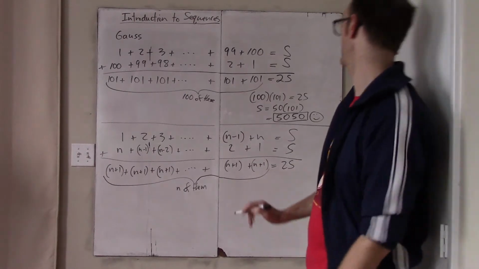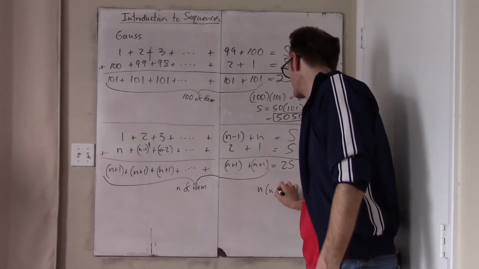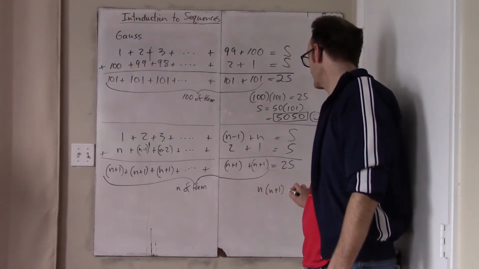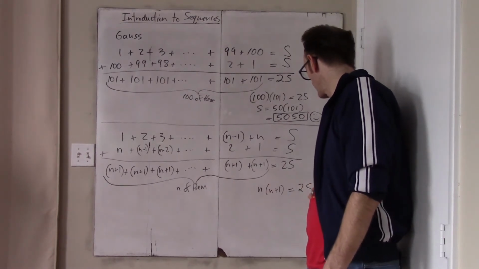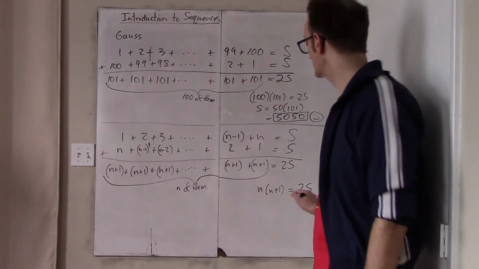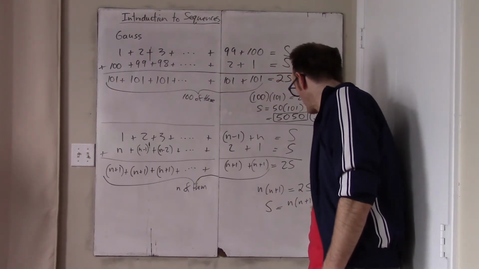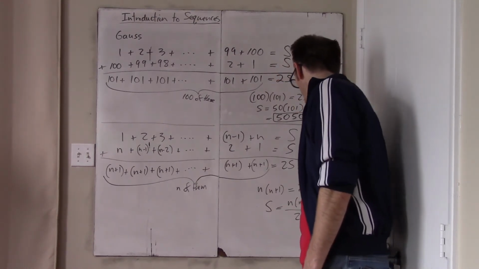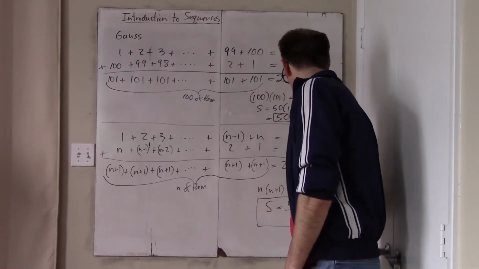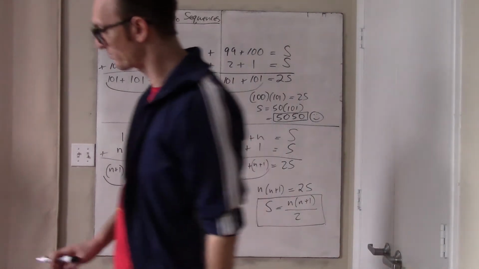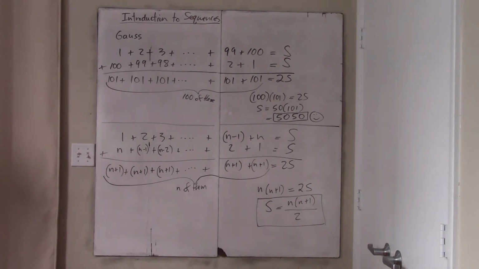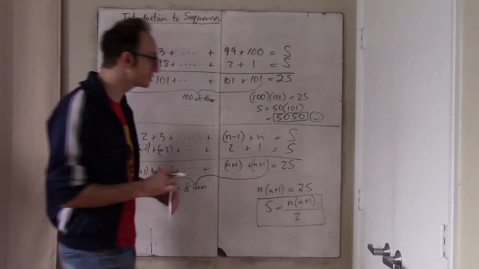What have I just determined? I've just determined that n times n plus 1 must be twice the thing I was looking for. And so the answer is that s is n times n plus 1 over 2. Alright, this is kind of incredible. Let's pause for a second to remark on this. This is just a great formula, right? This is a formula that every person should know.